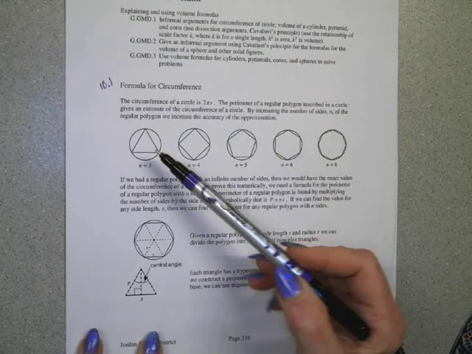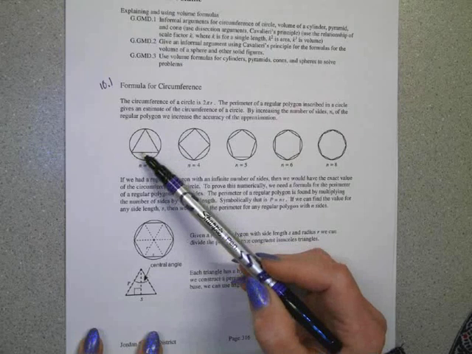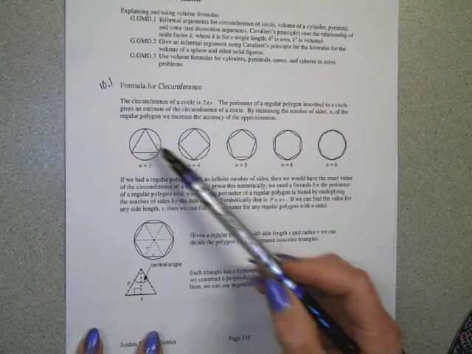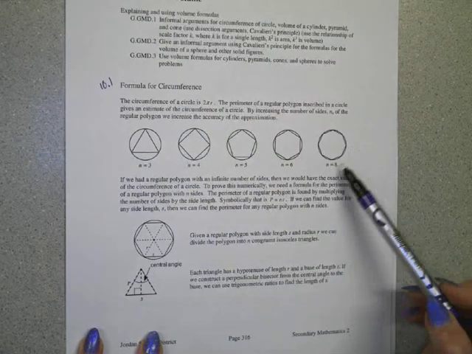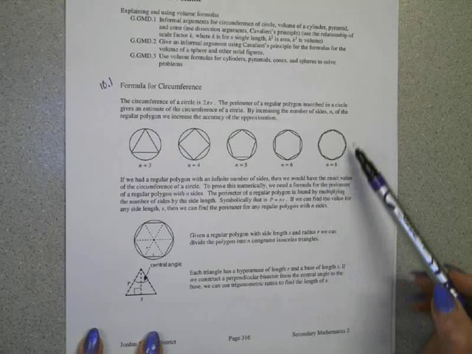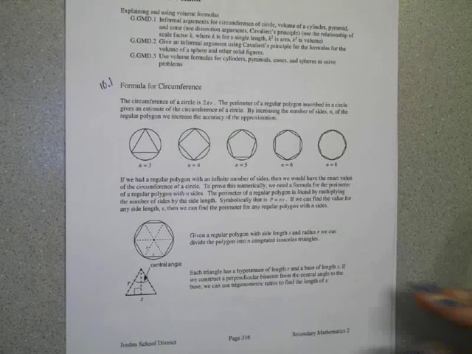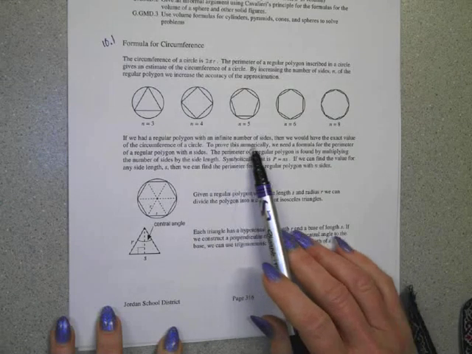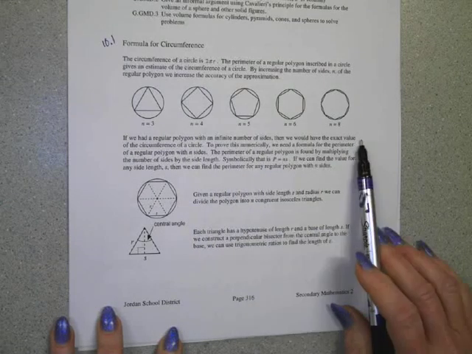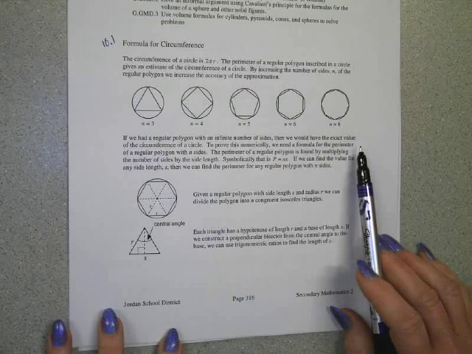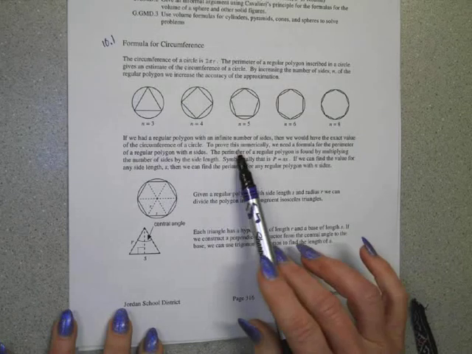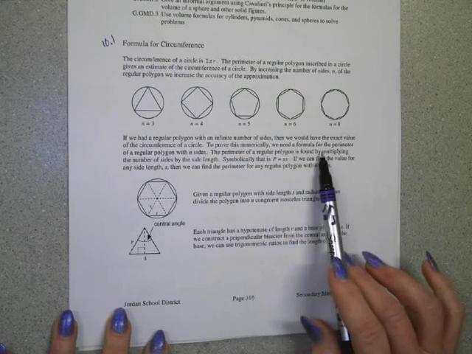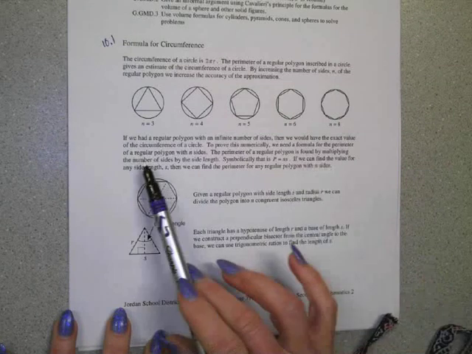So if we start with just our smallest regular polygon, a triangle, that wouldn't be very helpful. But if we keep adding more and more sides, it gets closer and closer to a circle. So that's what this next paragraph says. If we have a regular polygon with infinite number of sides, then we could have the exact value of the circumference of that circle.